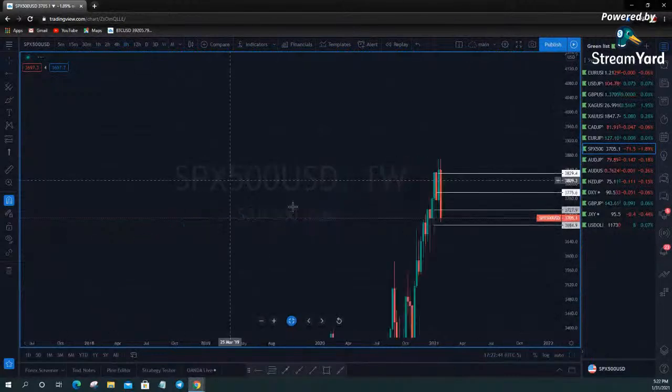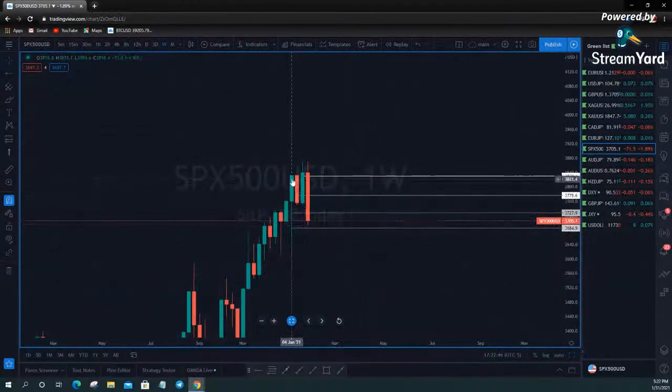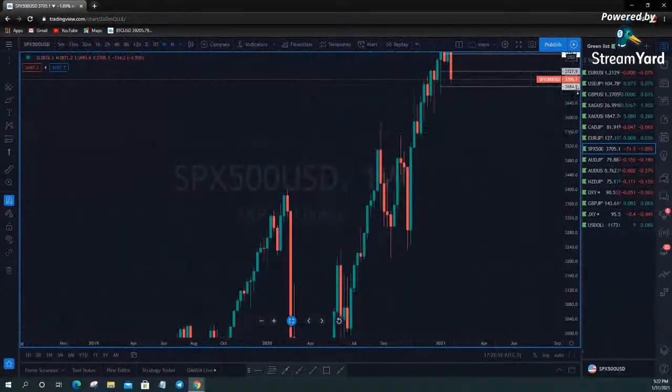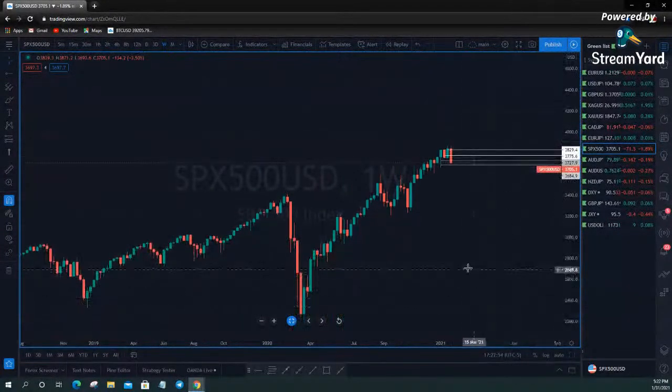This is not a massive sell-off by any stretch of the imagination. If you look at a weekly candle, yes, it is engulfing the prior bullish week. All right. But this is not bad. It's not bad at all. You've seen way worse weekly closures like this one here.